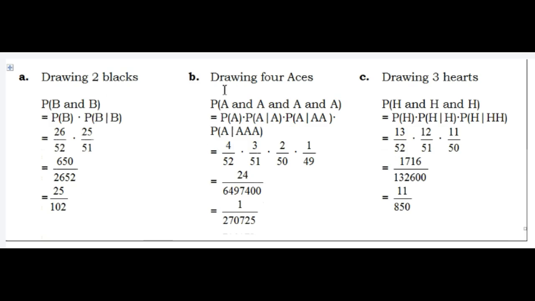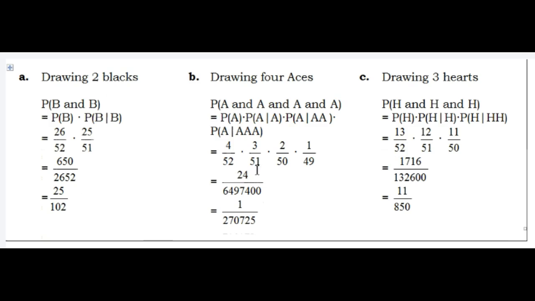The probability of drawing 4 aces means we draw an ace, and then another ace, and then a third, and then a fourth, without replacing any of the aces. So the probability of drawing 1 ace is 4 out of 52. Assuming we drew that ace, there are now only 3 aces left and 51 total cards.